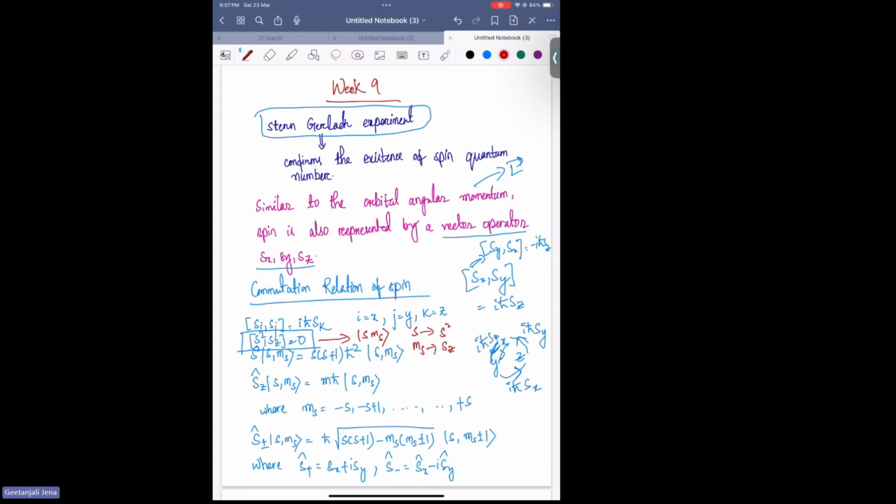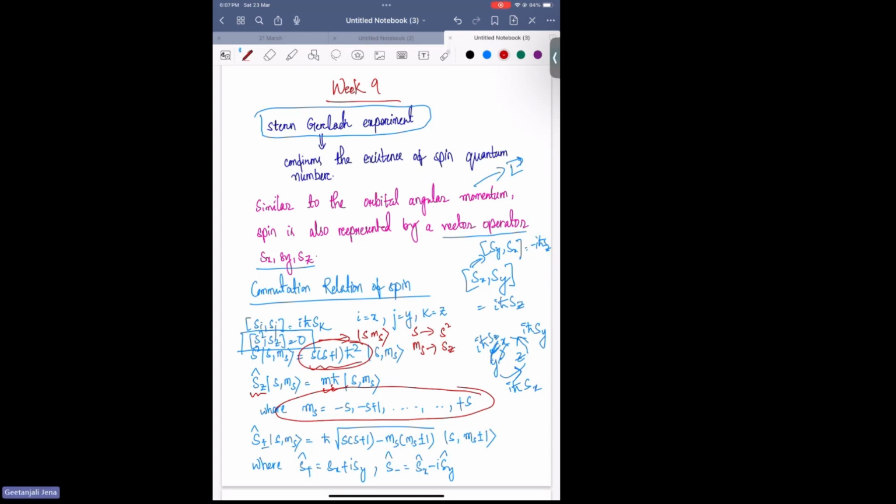Now, the eigenvalue related to S square will simply be s into s plus 1 h-bar square, as we have seen in the orbital angular momentum case, where the L square eigenvalue was L into L plus 1 h-bar square. Similarly for Sz, the eigenvalue is ms h-bar. Here the value of ms can take values from minus s to plus s in steps of 1.